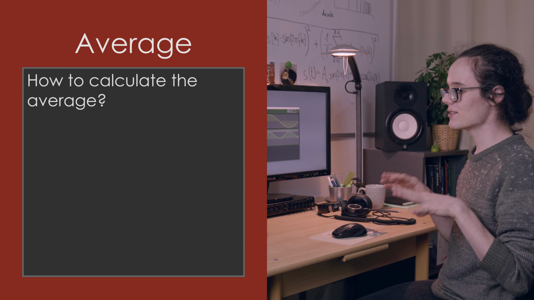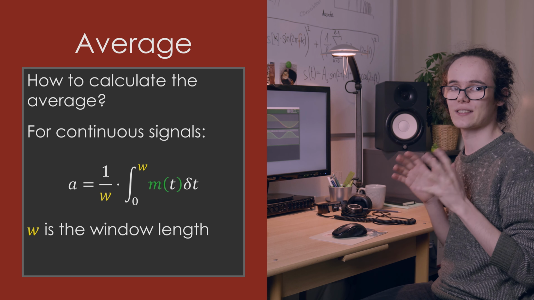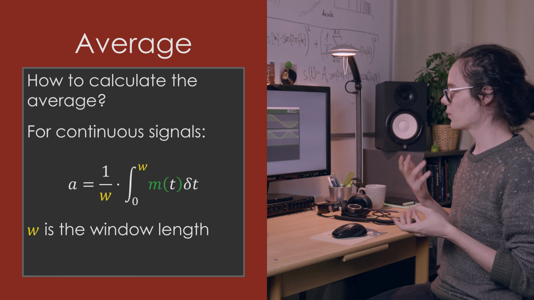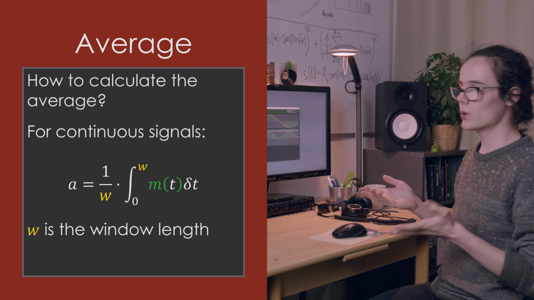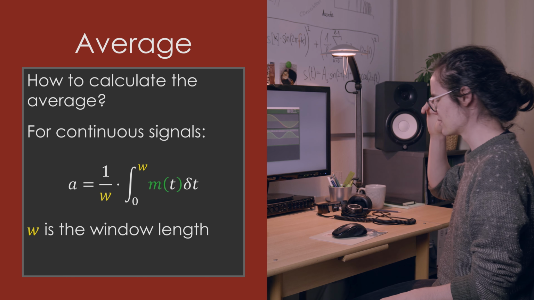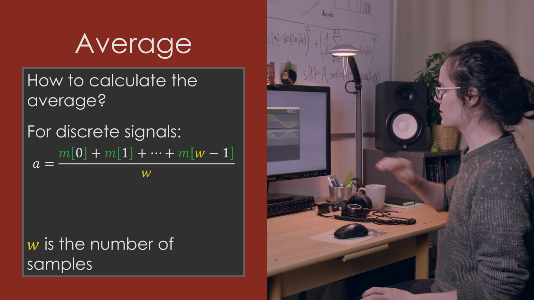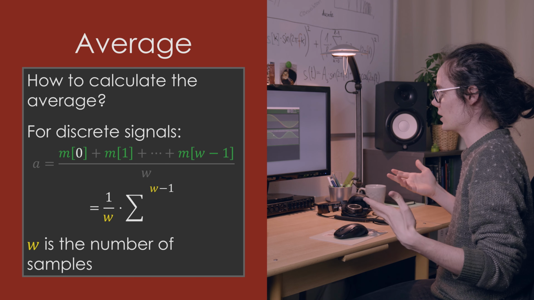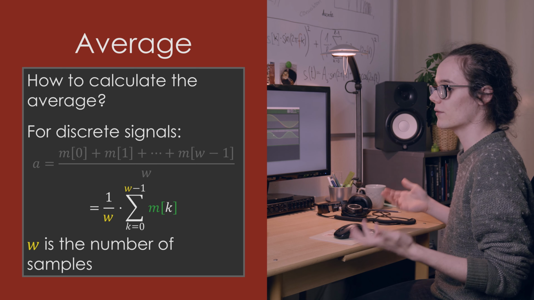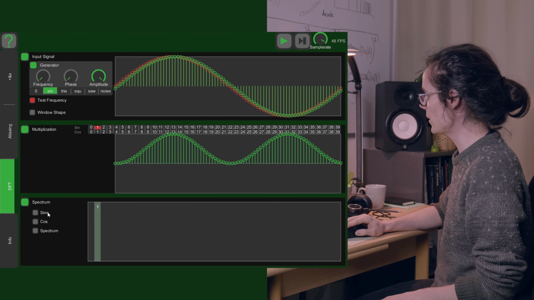Actually, for continuous signals, it's pretty complicated to calculate the average of a signal. But we are working with the discrete Fourier transform, so we are looking at discrete signals. That's why we don't really need to look at these complicated integration functions. We simply can add up all the elements and divide it by the amount of elements that we have added up together. That's the typical way of calculating an average. Okay, so we can see that in the spectrum down below.